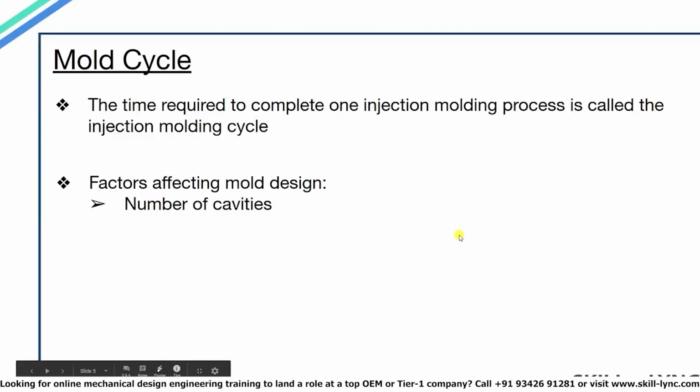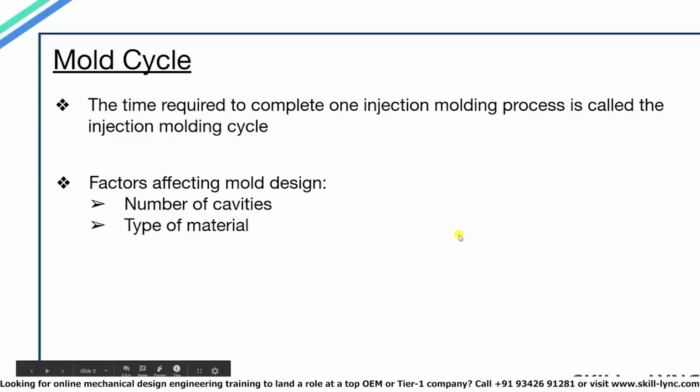The first factor is the number of cavities. The number of cavities is the number of parts that will be produced in each cycle. So it's not like only one part can be produced in each cycle. It is possible to create 2, 4, 10 or even 64 parts using a single tool in one single cycle. And the more the number of cavities, the higher the cycle time will be.